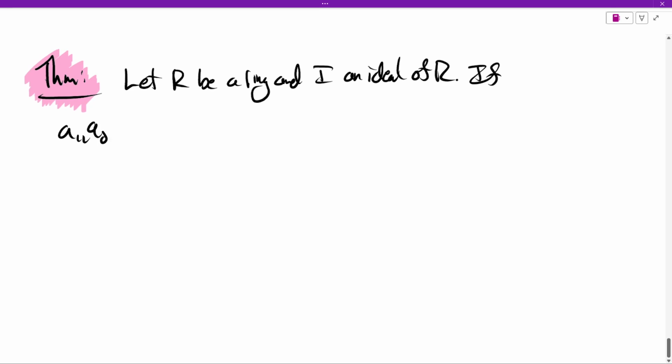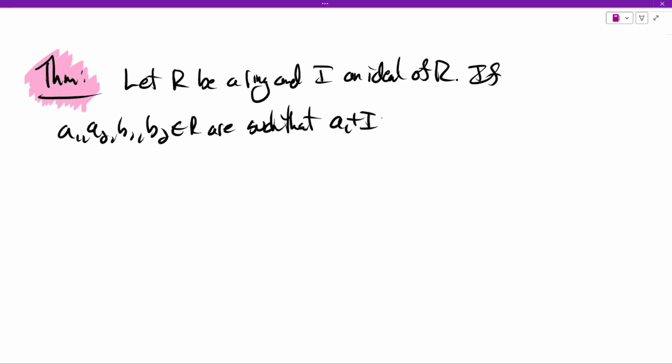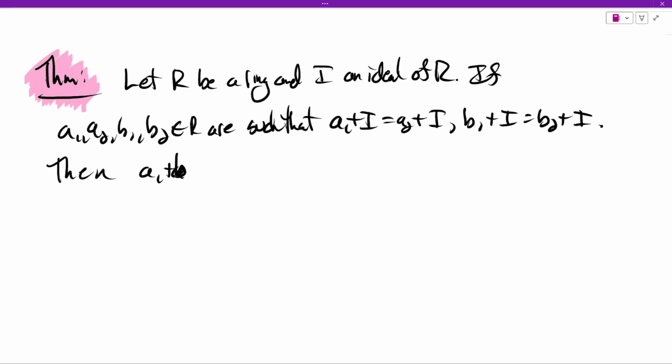So if a1, a2, b1, b2 are in R are such that the corresponding cosets for a1 and a2 are the same, and the corresponding cosets for b1 and b2 are the same, then the coset for a1 plus b1 is the same as the coset for a2 plus b2, which is to say that addition modulo I is well defined. Okay. All right, proof.